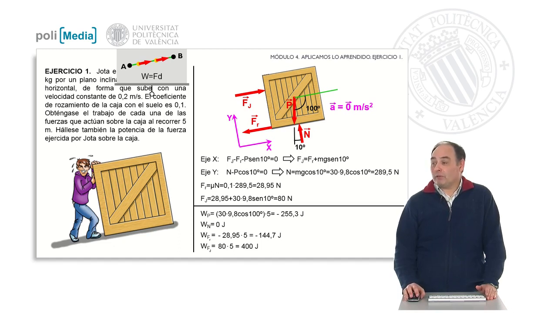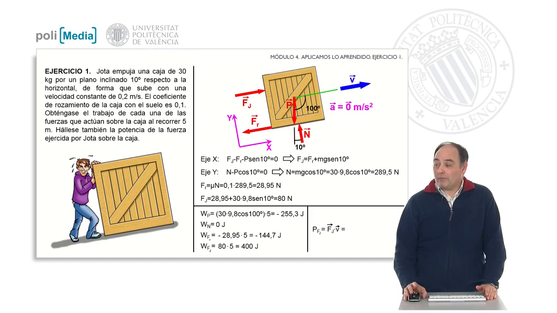We still have to answer the last question, the power of the force exerted by Jota. Here what is more comfortable for us is to apply the formula that is equal to the force multiplied scalarly by the velocity. We could write the vectors as a function of the coordinate system chosen, but let's do it with the general expression of a scalar product. Modulus of the first, 80, modulus of the second, 0.2 meters per second, cosine of the angle they form. We can verify that the force exerted by Jota and the velocity form an angle between them of 0 degrees, because they have equal direction and sense. The result is that this power is 16 watts.